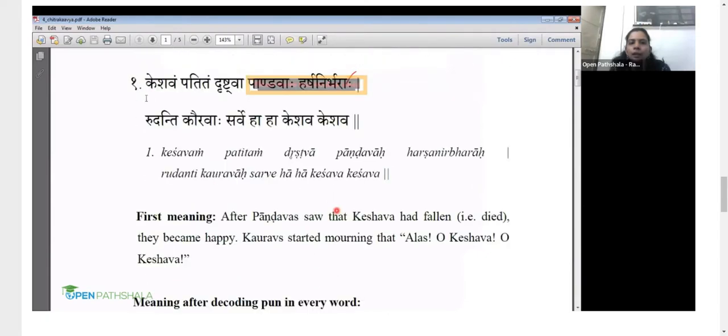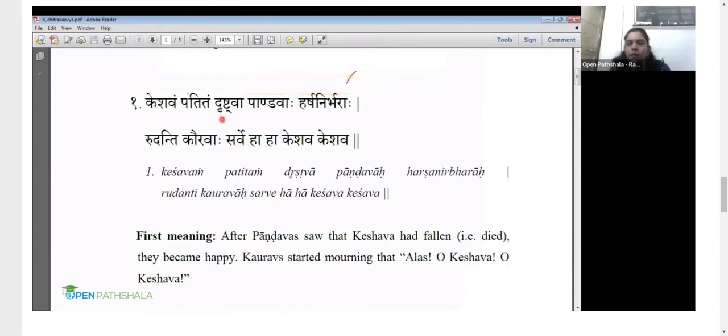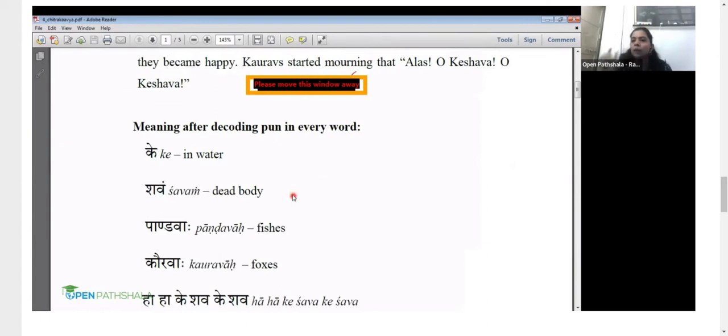So if you separate this word Keshavam, giving a space between K and Shavam, it will be: K Shavam Patitam Drishtva Pandavaha Harsha Nirbharaha Rudanti Kauravaha Sarve Ha Ha Keshava Keshava. K means in water; Kam is a word used for water. So K is in water, Saptami of Kam for those who know Sanskrit. K Shavam, dead body in water, Patitam Drishtva. Pandavaha means fishes.